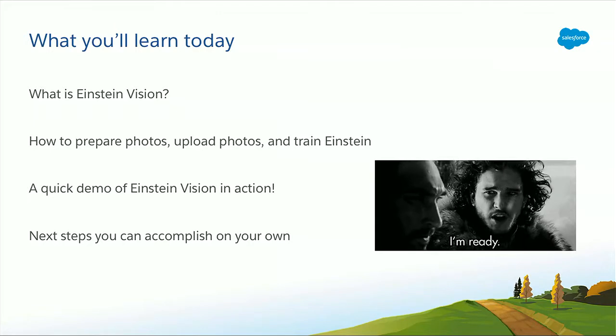The other APIs available are natural language processing related. They are sentiment and intent classification. We'll also be covering how to prepare and upload photos and train Einstein. We're going to go through a quick demo of Einstein Vision in action. And then at the end, I'm going to wrap up with some next steps. So I'm going to give you guys all of this code that I'm going to be showing today and give you some ideas for next steps, what you could do on your own to help kind of build out the functionality on top of what I provided.